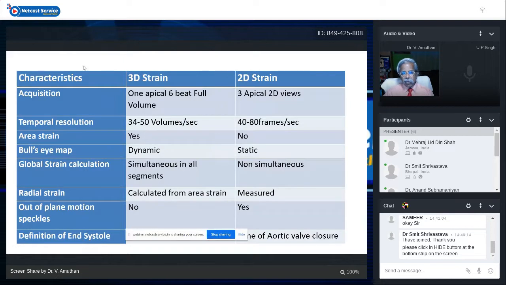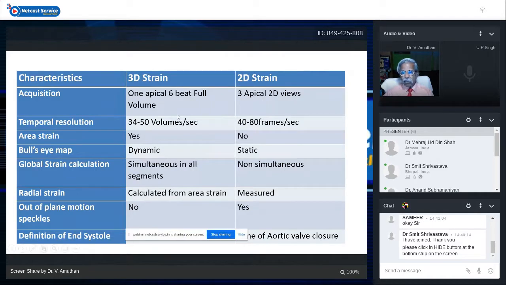And in that strain also you have the added advantage of the 3D strain over 2D strain. Here, 3D strain can be obtained from one apical 6-beat full volume, whereas 2D strain you have to take 3 apical 2D views in a different ECG gated recording. So this is a single beat, whereas this is a beat recorded at a different time interval.